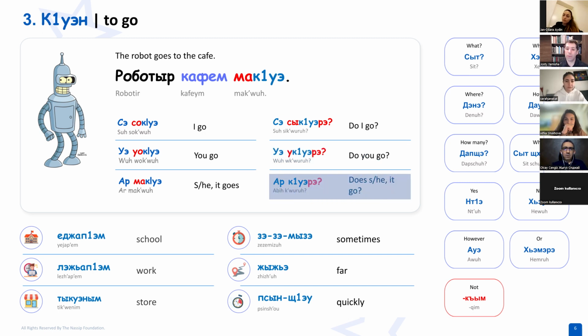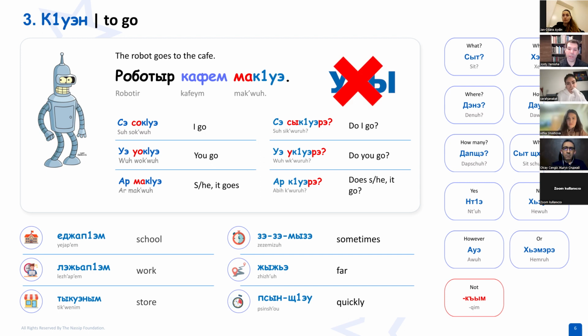Ar quara. Is he, she, it going? Does he, she, it go? And notice here, sasokwa, this "so" becomes "s" in the question form. This "wo" just becomes "w", because in Circassian, in Kabardian, we never, ever put this letter next to this letter. So really the sound is similar.